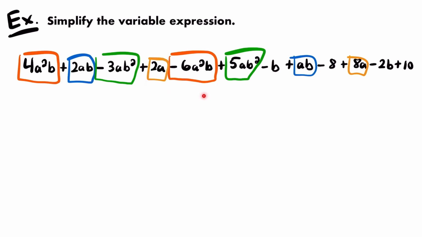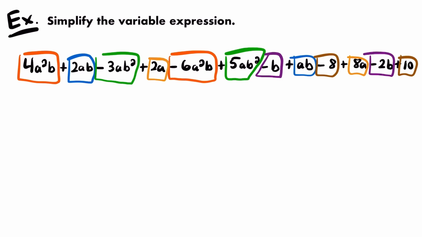All right, then let's look at negative b. Are there any other terms with b in them? Looking at what's left here, here's one, negative 2b. Those are like terms. We have negative b and negative 2b, so we can combine those. And then finally, we have two constant terms left over, so those are also like terms that we can combine. We have negative 8 and positive 10. Okay, so now we've identified all the different sets of like terms that we have.